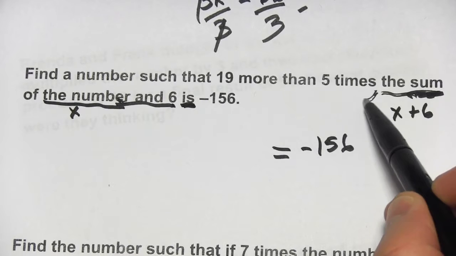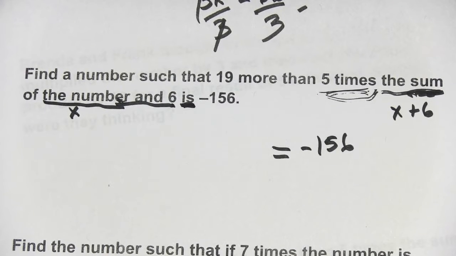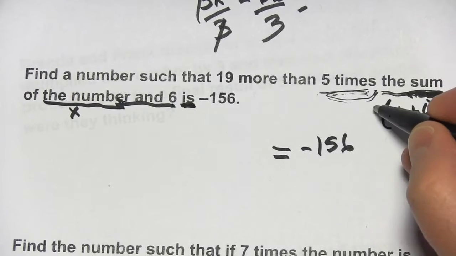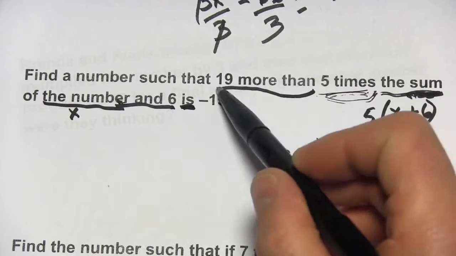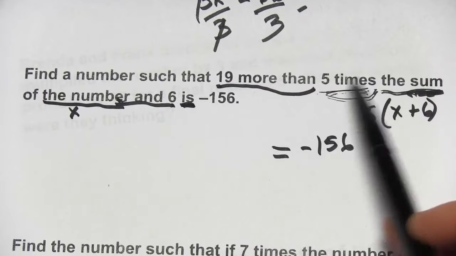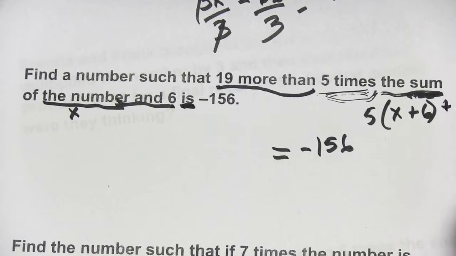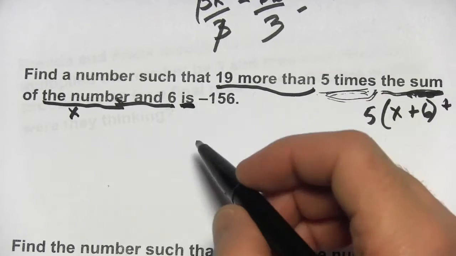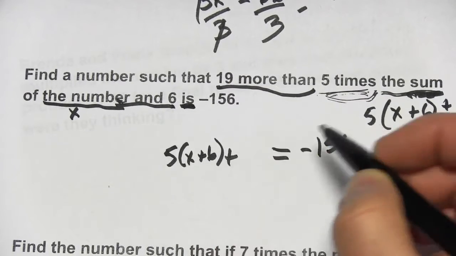Now if we back up one step, it says 5 times the sum of the number and 6. So 5 times this whole chunk, so we can put parentheses around that and multiply by 5. And then if we back up one more step, 19 more than all of that. Well, 19 more than this is just this plus 19. So this is what's going to go on the left-hand side of the equation. We're going to have 5 times (x plus 6) plus 19.